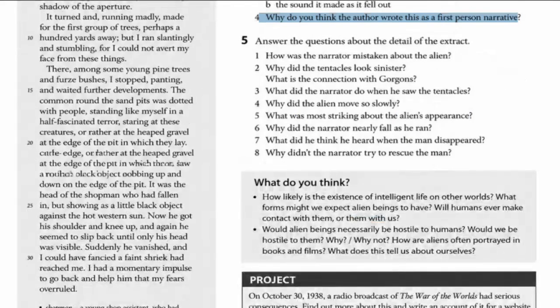5. Answer the questions about the detail of the extract. 1. How was the narrator mistaken about the alien? 2. Why did the tentacles look sinister? What is the connection with Gorgons? 3. What did the narrator do when he saw the tentacles? 4. Why did the alien move so slowly? 5. What was most striking about the alien's appearance?